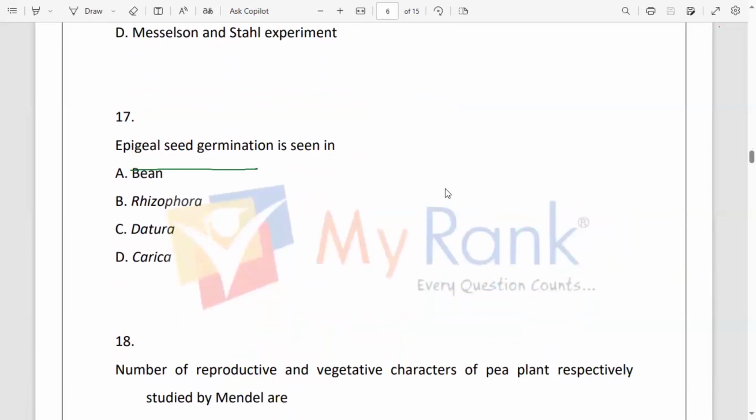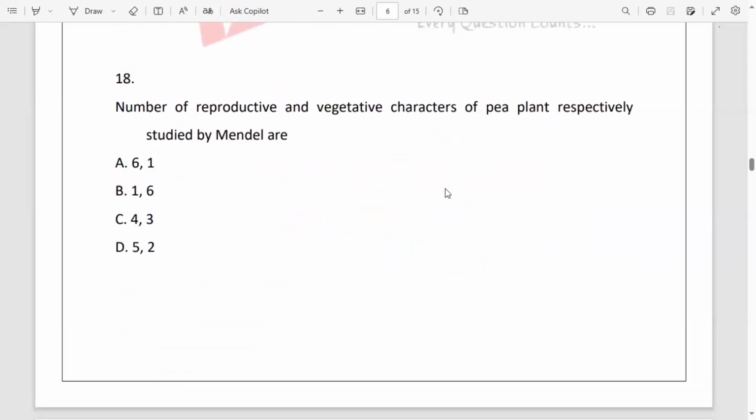Epigeal seed germination is seen. Cotyledons are brought above the surface of the soil. So option A is correct. We can go to the next question.